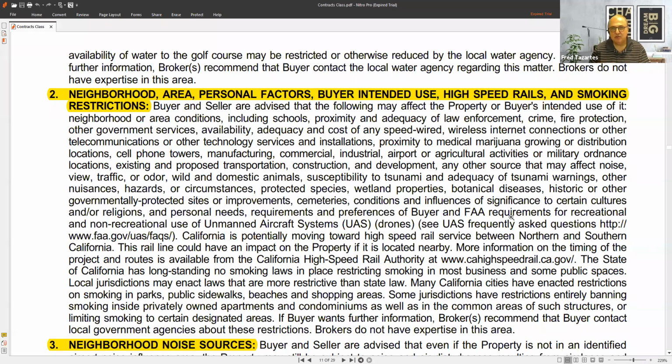Neighborhood area, personal factors, buyer intent. We know there's a high-speed rail that's supposed to be coming eventually, one of these years. Some HOAs have smoking restrictions. So again, be aware of your surroundings, read the HOA rules, see what's going on.